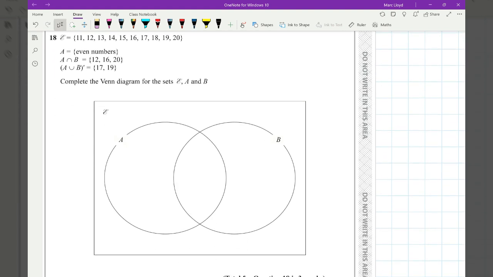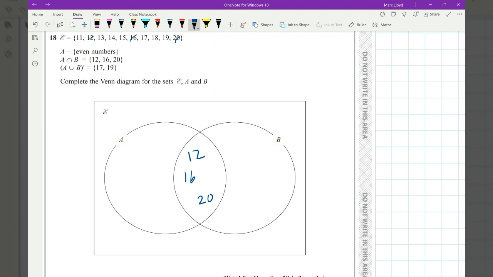Right, question 3, Venn diagram. Oh, there's been lots of these. Okay, I might have to do this again with my class. So A is the even numbers. Right, A intersection B is 12, 16, and 20. So that's easy. And they're done. I'm going to cross them off as I go. Even numbers are going in A.